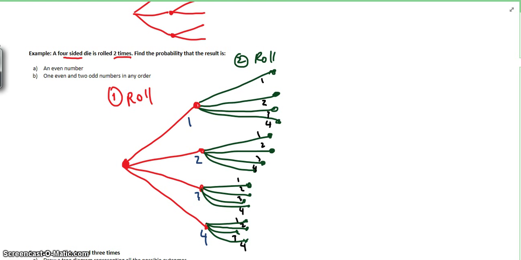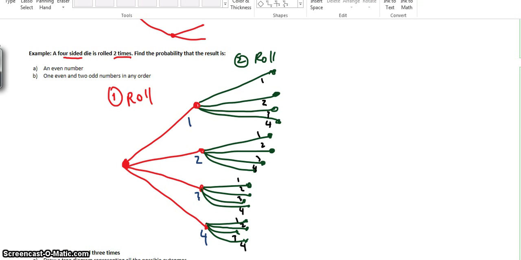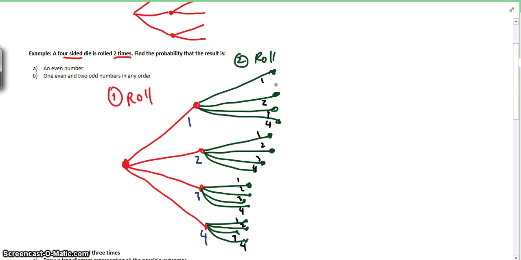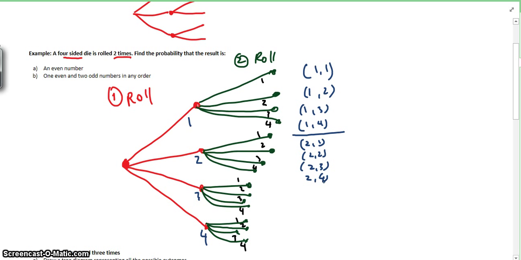Now if we look at this case, we can see that this actually turns into a nice sample space. Because if we just follow the branches, if I roll a 1, I can roll another 1. So that means my first potential outcome is 1, 1. What's my next potential outcome? 1, 2. What's my next? 1, 3. Or I could roll a 1, 4. With this next branch, I could roll a 2, 1, 2, 2, 2, 3, or a 2, 4.